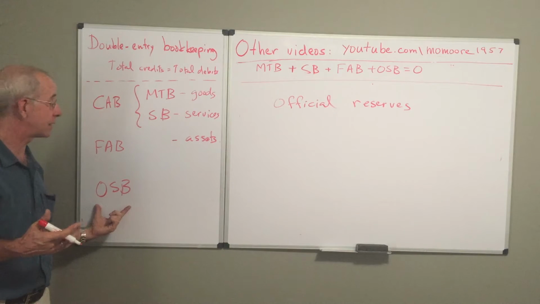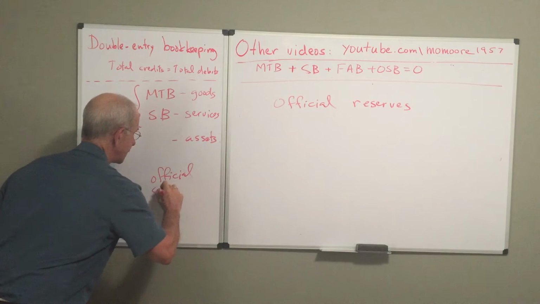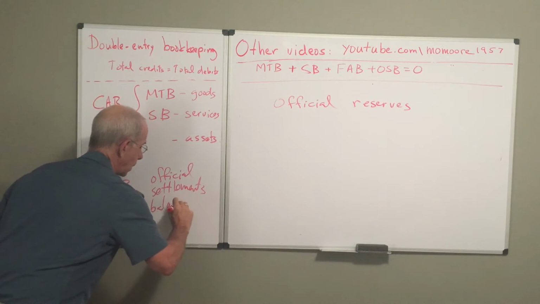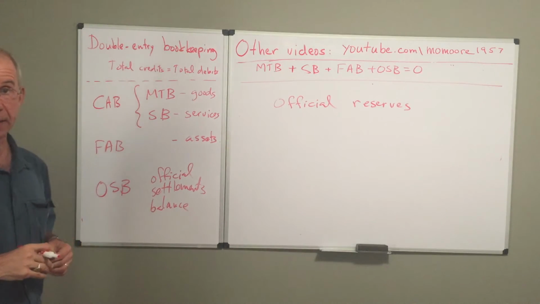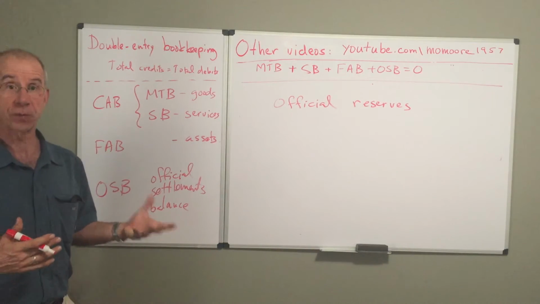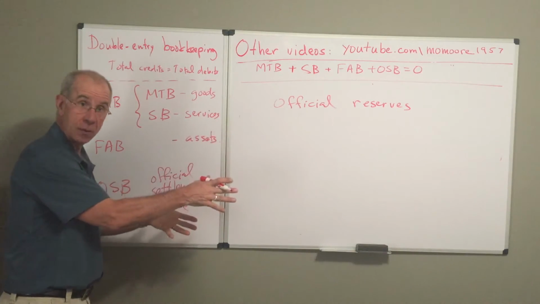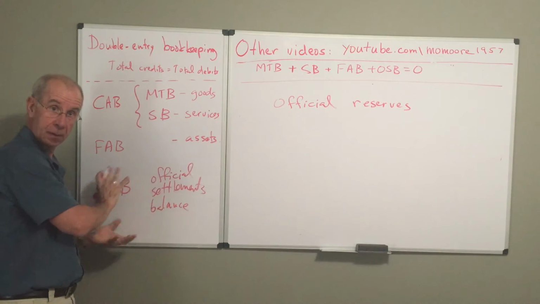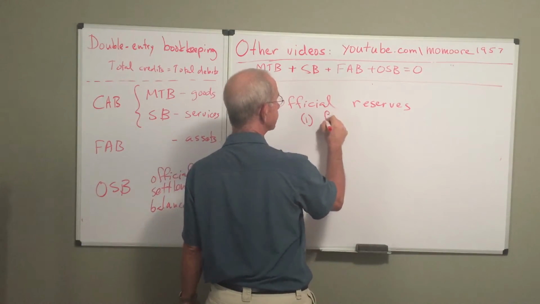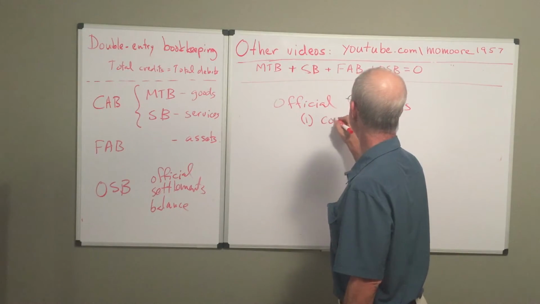We also have a thing called the official settlements balance, which reflects when a government or central bank changes its holdings of official reserves. So I want to make sure that you understand what official reserves mean and how that plays into the OSB. Official reserves are made up of various components.